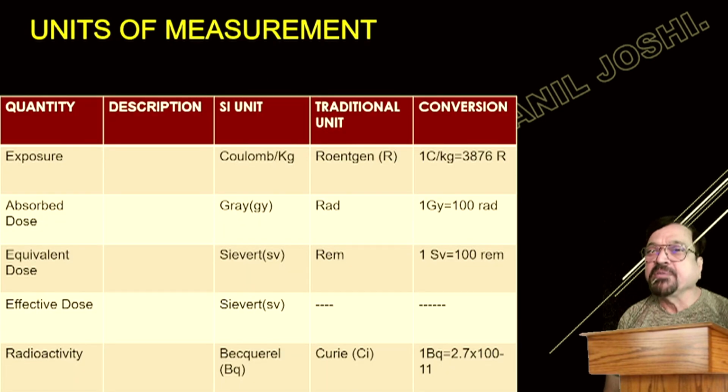Now here we are given different types of units of measurement which take into consideration exposure, absorbed dose, equivalent dose, effective dose and radioactivity. They are Coulomb per kg, Gray, Sievert and Becquerel. Traditional units were Roentgen, Rad, Rem or Curie.